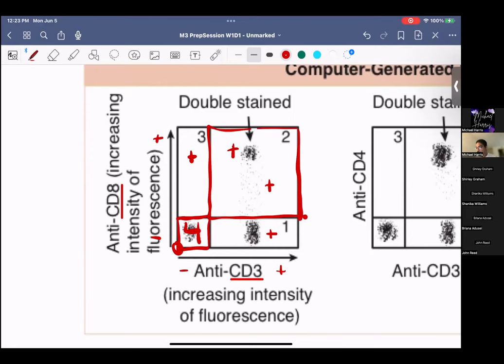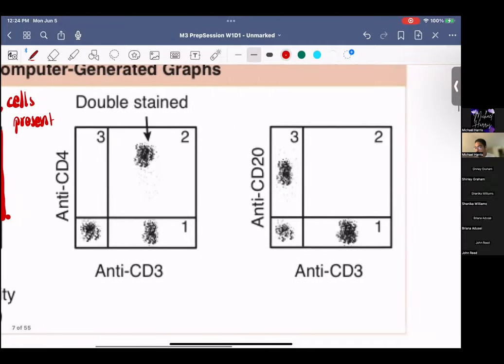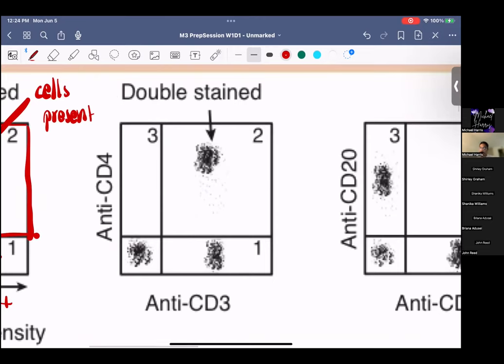Now, perfect. These dots are just telling you that cells were present. So if you had dots in this box, that would tell you that cells are present in that third box, so you are positive for CD8 or this marker. All right. Perfect. Now, here's this one. I want you now to tell me, what does this here tell you?